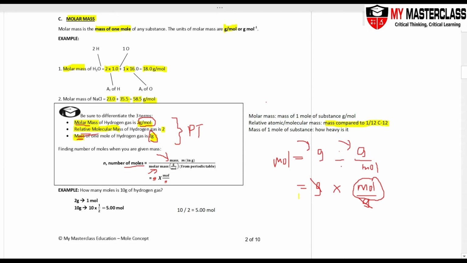How many moles is 10 grams of hydrogen gas? The question gives me 10 grams, which is the mass. Take the mass, divide by your molar mass, which you get from your periodic table. So you take 10, which is the mass, divide by 2, because there are 2 hydrogen atoms, H2. You get 5 moles.